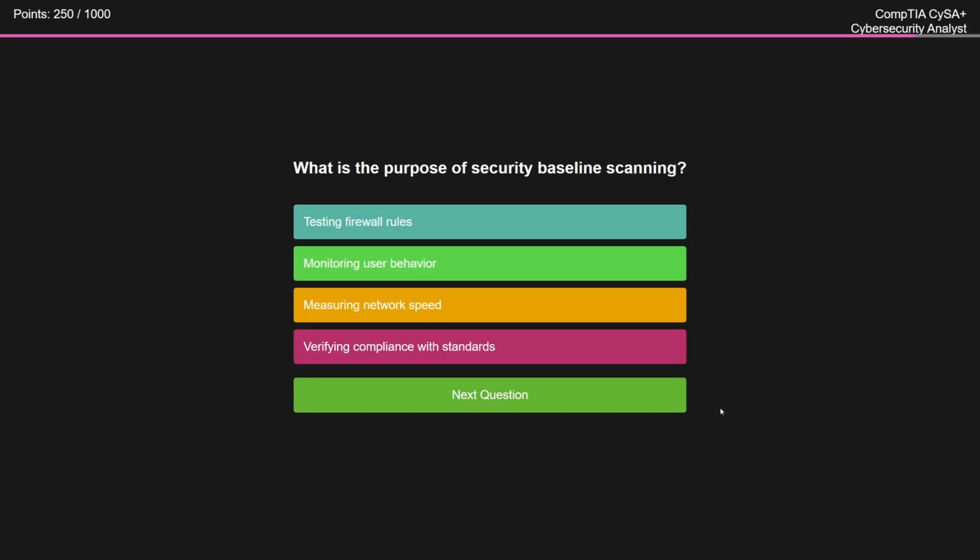What is the purpose of security based on scanning? Testing firewall rules, monitor user behavior, measuring network speed, or verifying compliance with standards. So, what is the purpose of security based on scanning? That would be verifying compliance with standards, right?